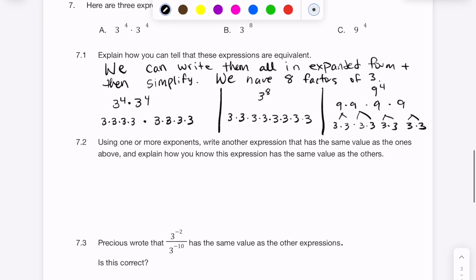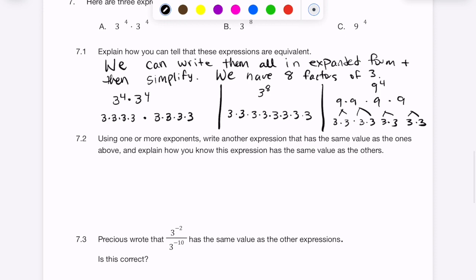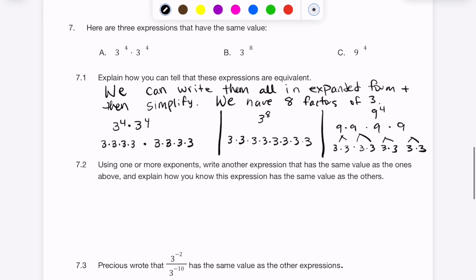Cool. 7.2, using one or more exponents, write another expression that has the same value as the ones above and explain how you know the expression has the same value as the others. Okay, so I need to get 3 to the 8th power somehow. Yeah, I'd probably do it by doing division. I'd probably do 3 to the 10th power divided by 3 to the 2nd power. It's not the only way you could do it. It's just what would come most easily to me.